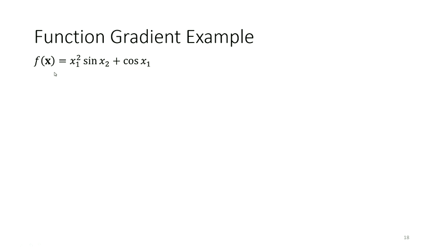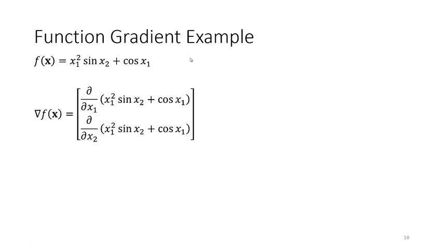Simple case. So this is a bivariate function. f of x takes x1 and x2, two scalar variables, or a two-dimensional vector, size 2 vector. f of x is x1 squared sine x2 plus cosine of x1. So for the derivative, just differentiate this function with respect to x1 and then with respect to x2, and this is what you get.